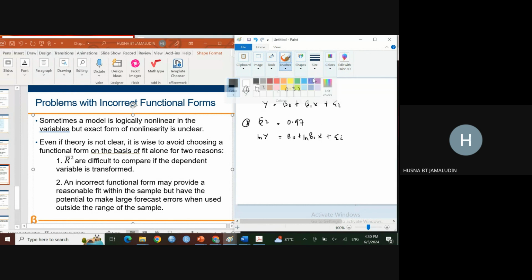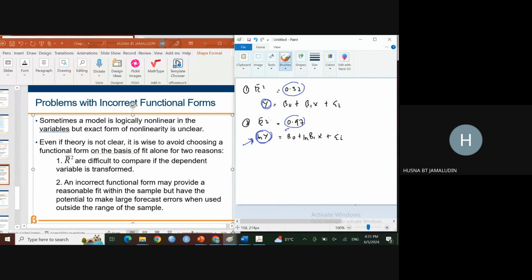So basically it says that although this R bar square, this fitness, is actually lower compared to this, you cannot compare this linear dependent with the non-linear dependent. That's why it says that R bar square are difficult to compare if the dependent variable is transformed. Now you already transformed your dependent variable. You cannot compare two different dependent variables.